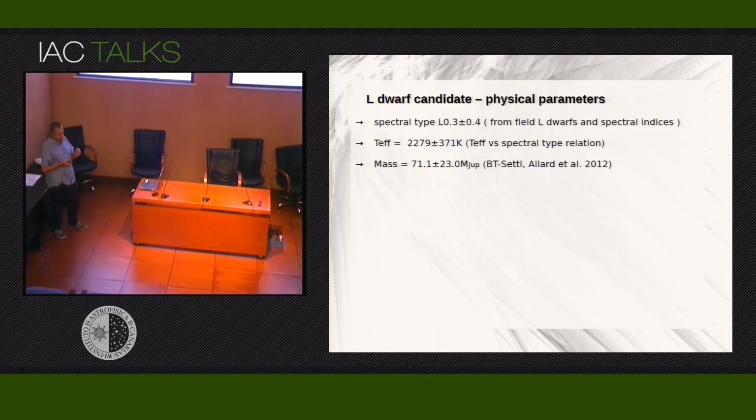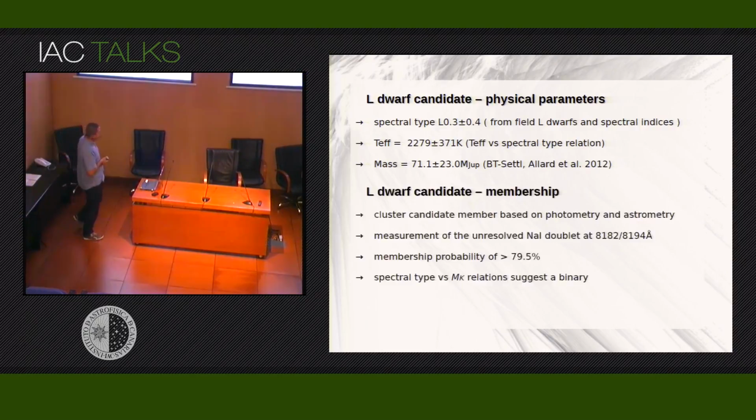The effective temperature was obtained using spectral type and effective temperature relations. We had 3 of them. We took the average and added the error in quadrature. This gave us 2,300 Kelvin with an error of 370. Using the BT-Settl model from France Allard, a very recent model, this gives us a mass of 71 Jupiter masses. It's very close to the hydrogen burning limit. However, considering the error bar, we cannot say if it's above or below the hydrogen burning limit.